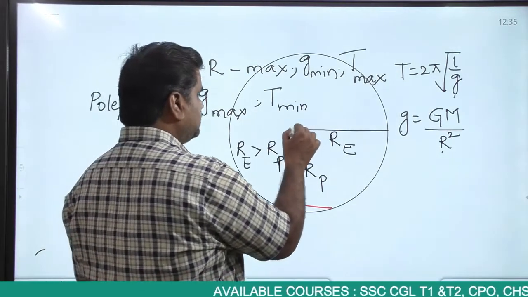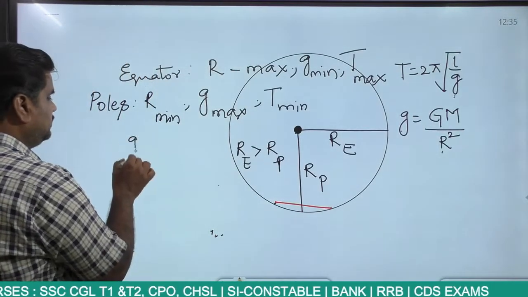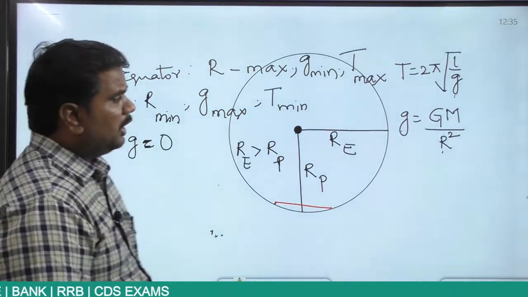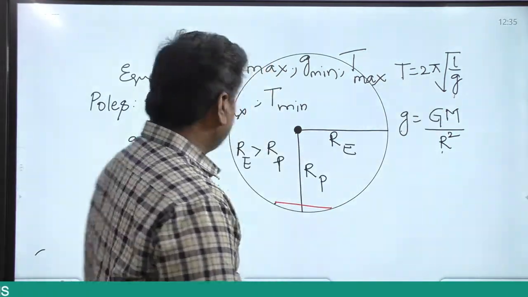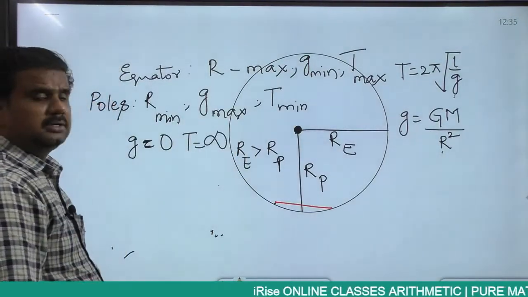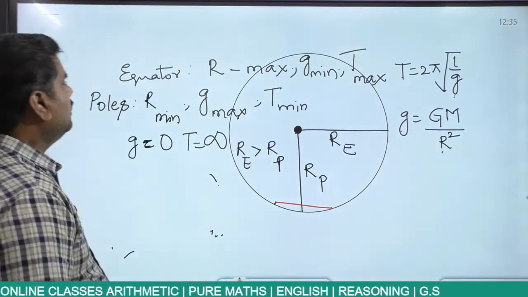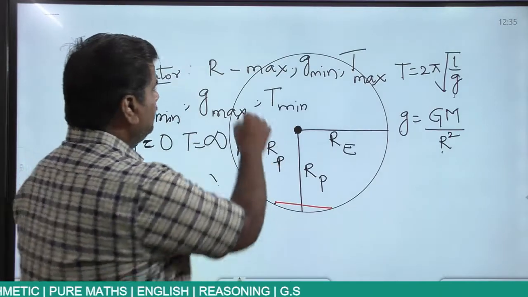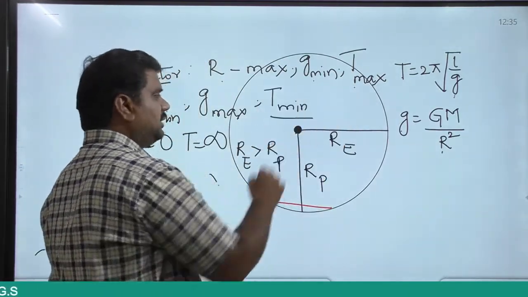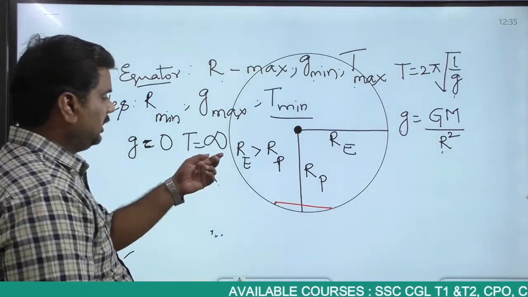Suppose you are talking about the case of the center of Earth. At the center of Earth, the value of g is equal to 0. If the g value is equal to 0, then what happens to time period? Time period will become infinity. Now these are some cases. Near the equator, the r value is maximum, time period is maximum, g value is minimum. Along the poles, time period is minimum. At the center of Earth, time period is infinity.